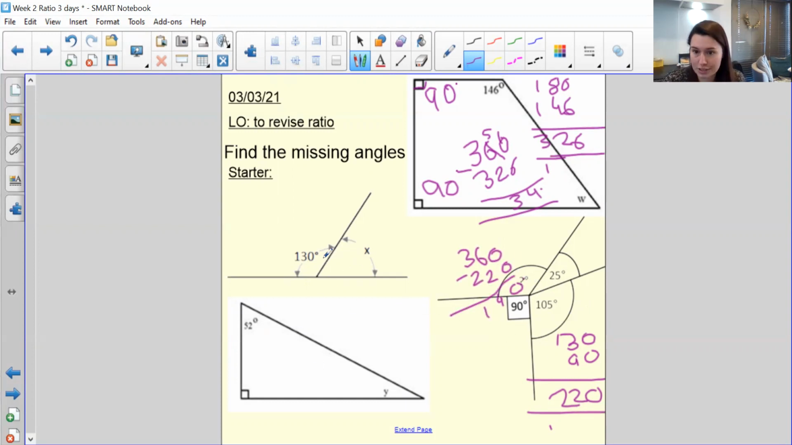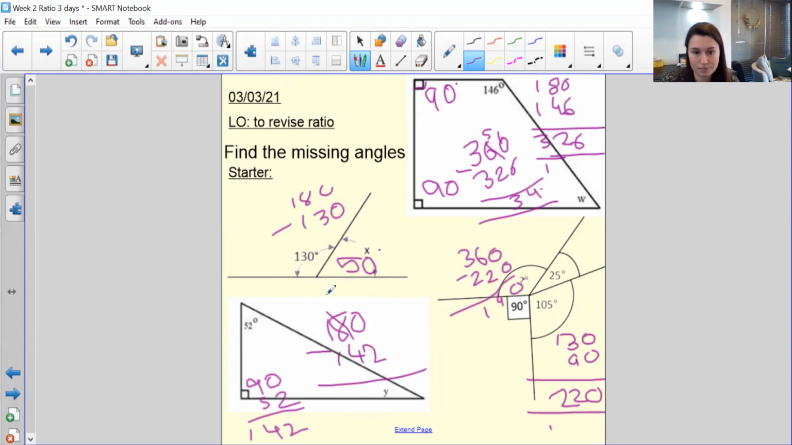Moving over now to our 180 degree totals, we have on a straight line, which is 180, take away 130, which would leave us with 50 degrees here. And then within a triangle, again, we have our right angle. This is a right angle triangle. Add the 52 to give 142. And we do need to subtract that from 180 as the total to give us 38 degrees. Hopefully you managed to have a bit of a reminder of those. We haven't looked at that in a little while.